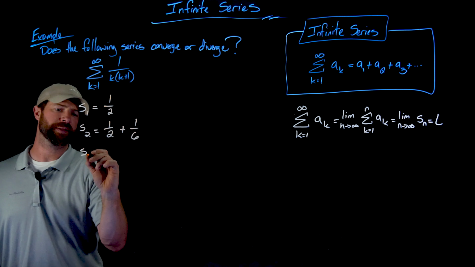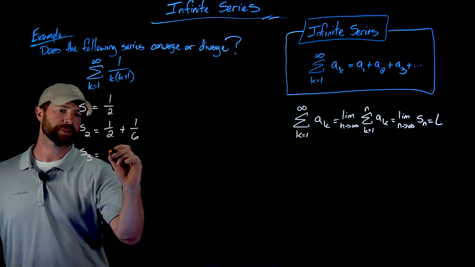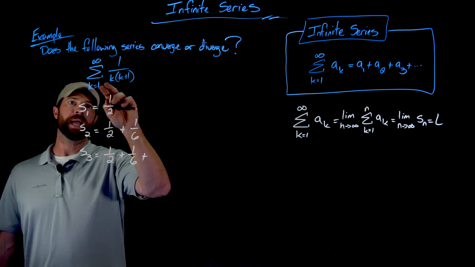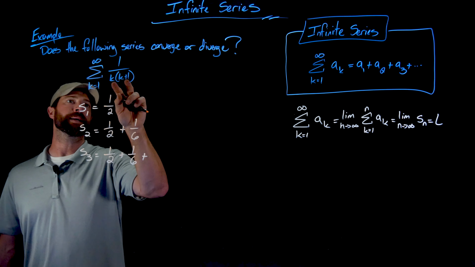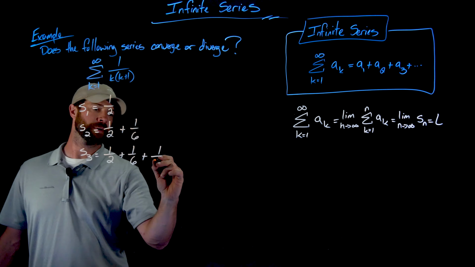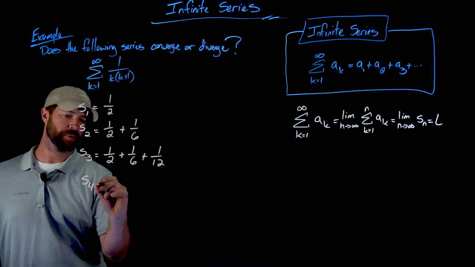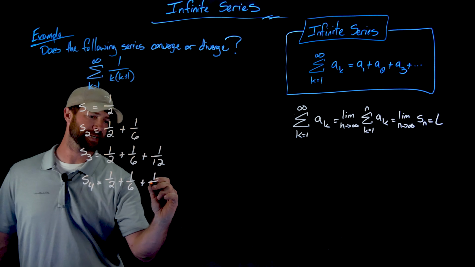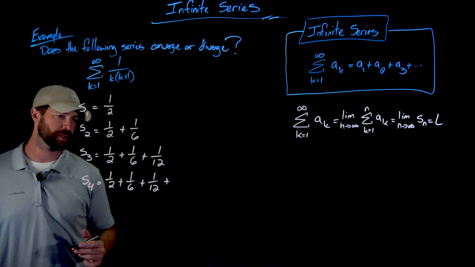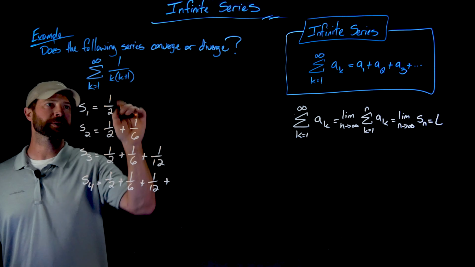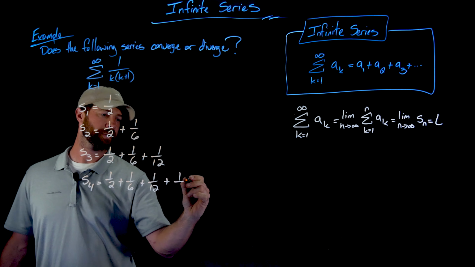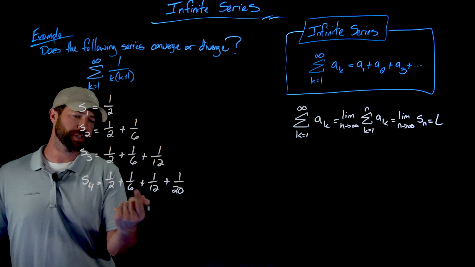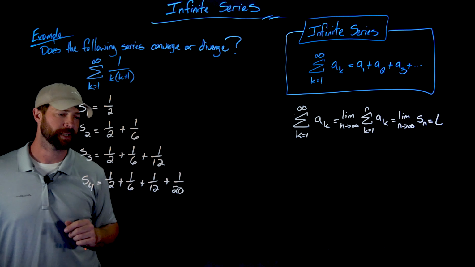Let's do a few of these, and then I'll add these up and see if we can see a pattern. So I know it's 1/2 plus 1/6 plus, if I plug in a 3, I get 3 times 4, so 1/12. And one more, s sub 4, the fourth partial sum. This is kind of easy because the previous ones start exactly the same. We just need the next one, which is 4 times 5, so 1/20. You can get an idea here: 1/12 was 3 times 4 in the denominator, this is 2 times 3, this is 4 times 5, and so on.